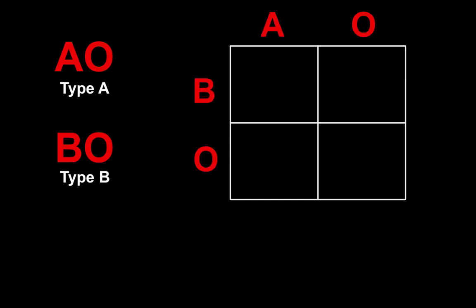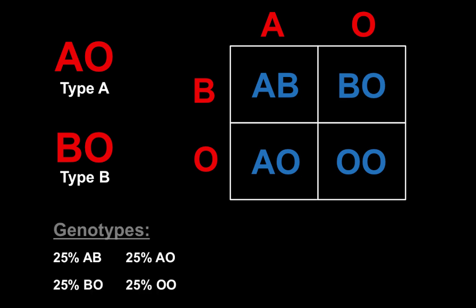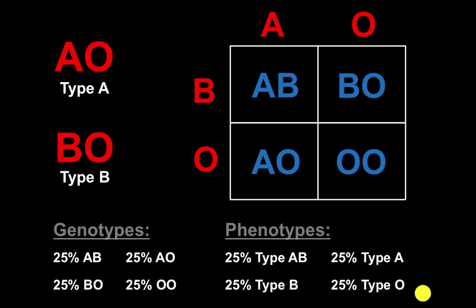So let's look at a Punnett square real quick. And again, Punnett squares work exactly the same way. If this person has AO as their genotype, they have type A blood, and this person has type B blood, we're going to set up the Punnett square and fill it out exactly the same way. Notice when we look at the genotypes, we have one of each of these four. When we do the phenotypes, we have blood types AB, A, B, and O. We have all four of them present.